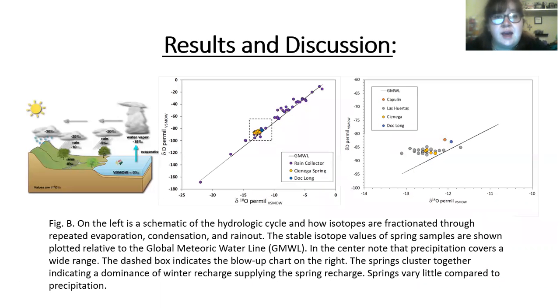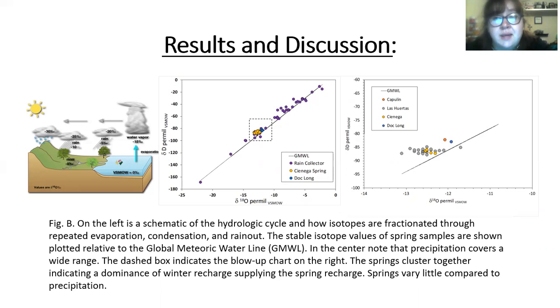So first, here we have our results and discussion. First on our list, we're starting with stable isotopes. On the very far left, we see a schematic of how water can be transported from large bodies of water, such as lakes and oceans, into land areas, and then transported from there through river systems. We're looking specifically at whether there is a monsoon recharge or a winter recharge.